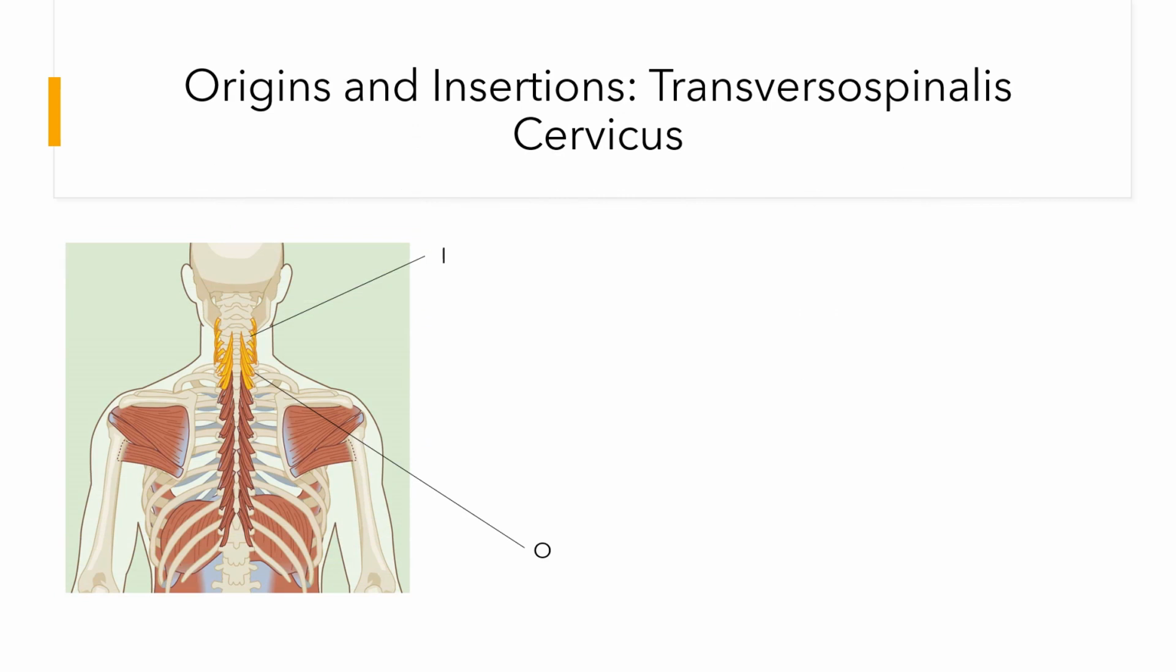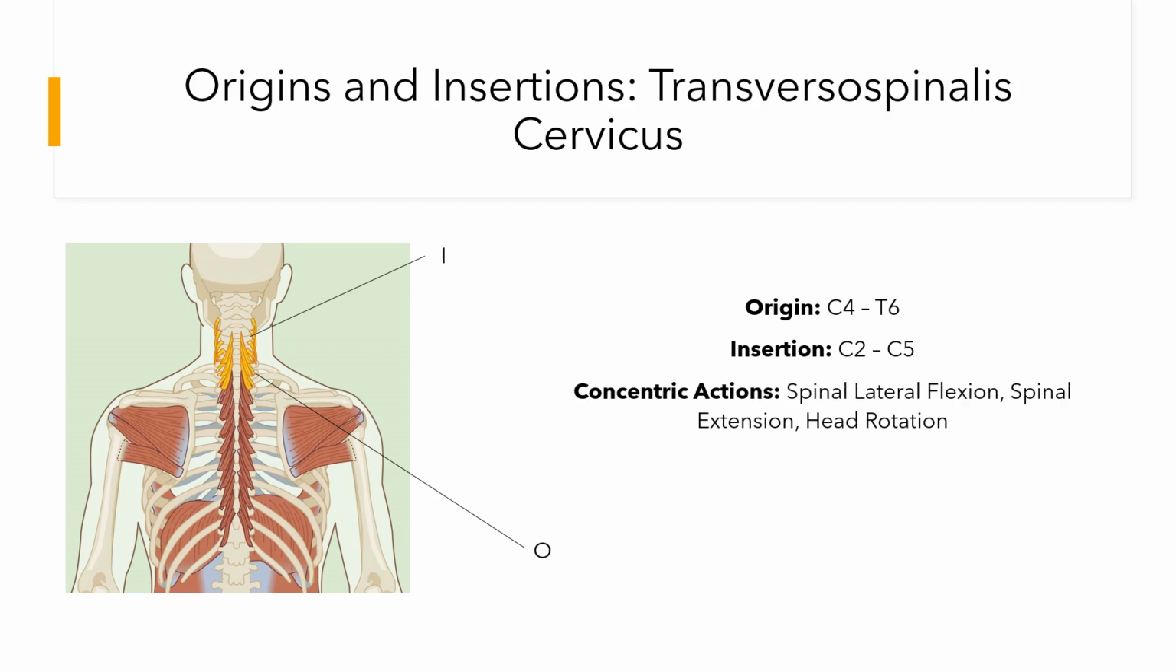Transversospinalis cervicis, so the same thing, wraps around the vertebrae at the cervical. C4 to T6 is its origin, C2 to C5 is its insertion. You've got spinal lateral flexion, spinal extension, and head rotation.